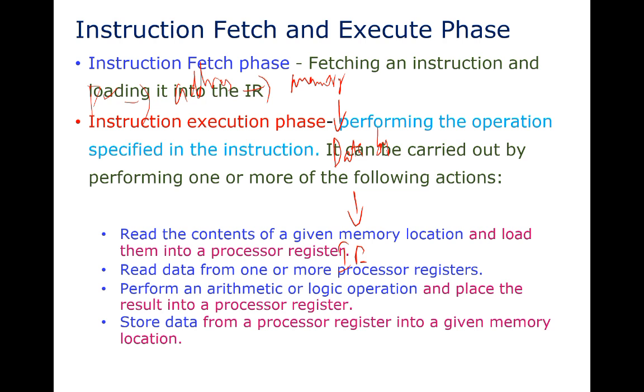Normally the PC contains what? The address of the instruction that we need to get executed. Correct? Next, the processor sends this address to the memory through the what? The address bus. And now it will generate what? A memory read control signal. Then the memory returns that instruction through the data bus. Then the instruction is loaded into the instruction register.